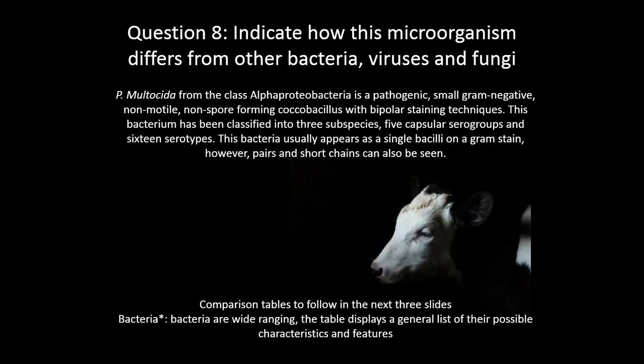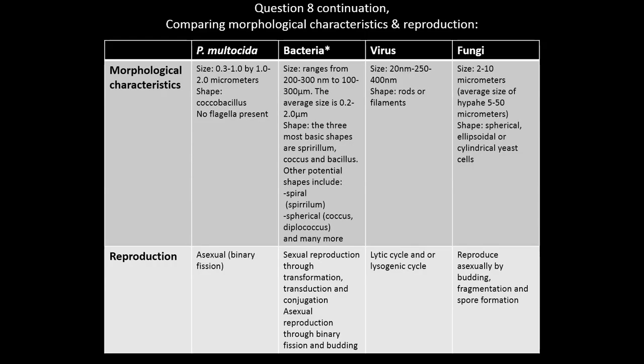How does Pasteurella multocida compare to other bacteria, viruses, and fungi? P. multocida is a pathogenic bacterium from the class Alpha Proteobacteria. In the following 3 slides, a comparison table has been made to compare these different organisms. Looking at morphological characteristics, we can see that P. multocida is an average size of 1 to 2 micrometers compared to other bacteria. It is Coccobacillus in shape with no flagella.